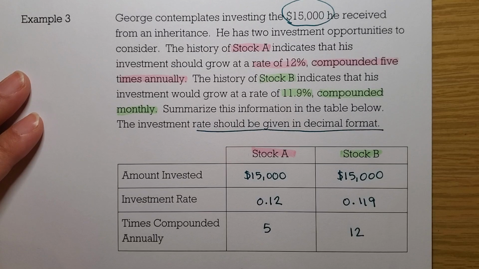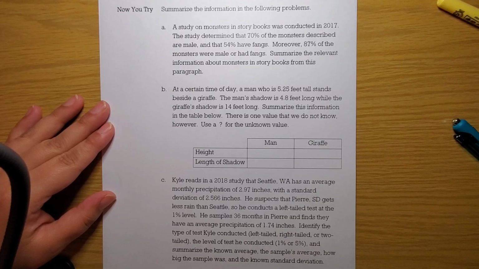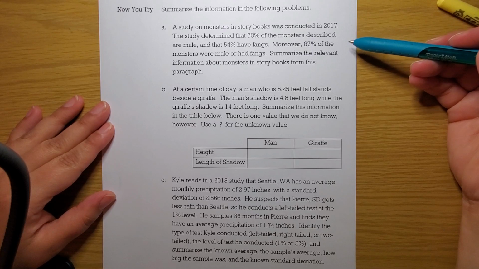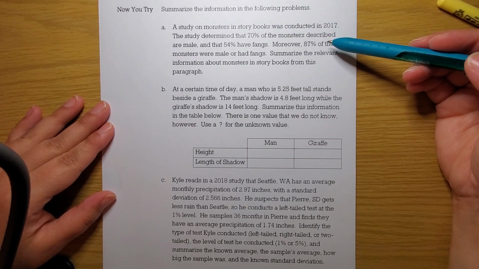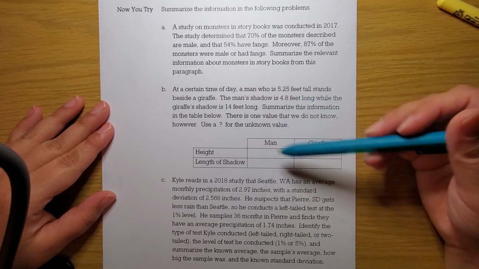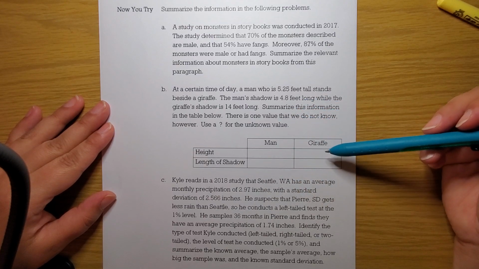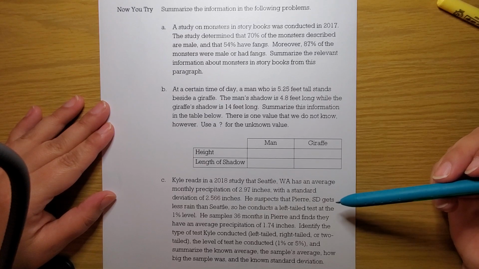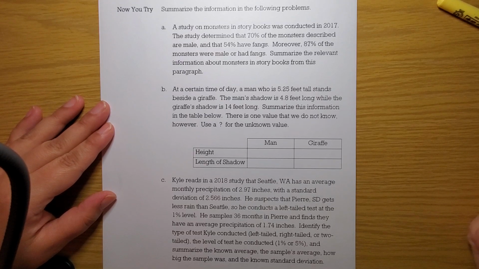All right, so I've got a few now-you-try problems for you, similar to these 3 examples that we've done. So let me go pull those. And here you go. So this first one is similar to the first example where we have a bunch of percentages. The second one is like the last example where we can use a table to help us summarize that information. And the third one is like the second example we did, where there's some unknown information that we might need to figure out.